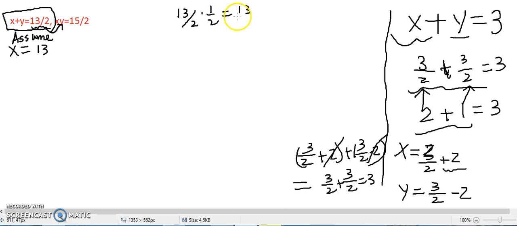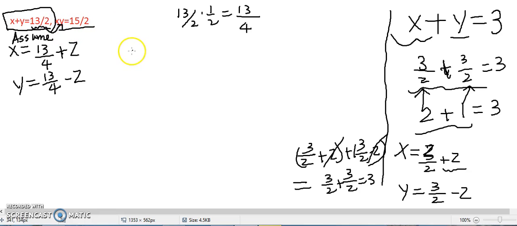By multiplication of fractions, we get 13 over 4, because it's straight across. And we assume x is going to be a little bit bigger than half of 13 over 2, and y is going to be a little bit smaller than half of the sum. So you get these assumptions. And we're going to plug both of them into the second equation.